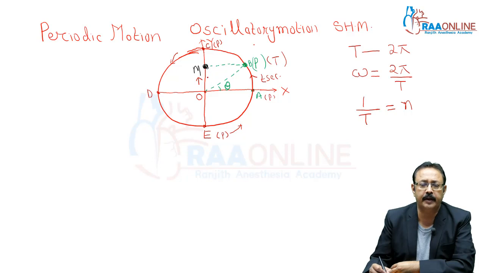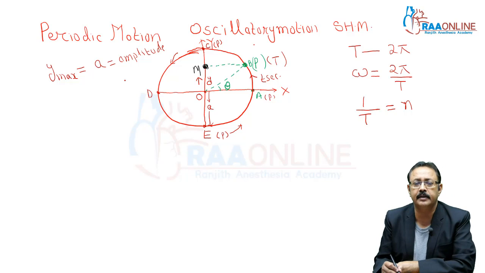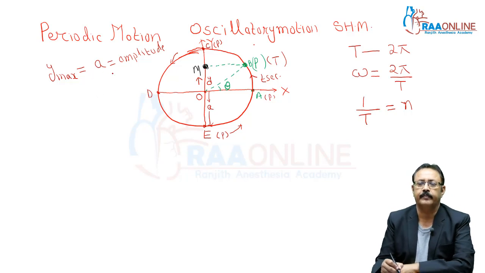O displaced by a distance y. So displacement of M is y. Maximum it can go up to a distance equal to the radius. If radius is A, it means the maximum displacement of M is A, and we know that maximum displacement is known as amplitude. Y maximum means A, it is amplitude. On both sides it can go a maximum distance A from O.